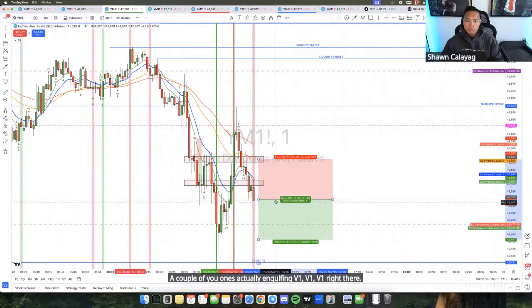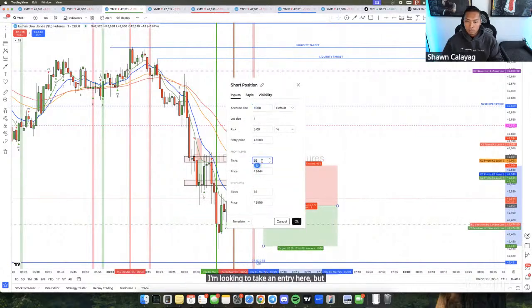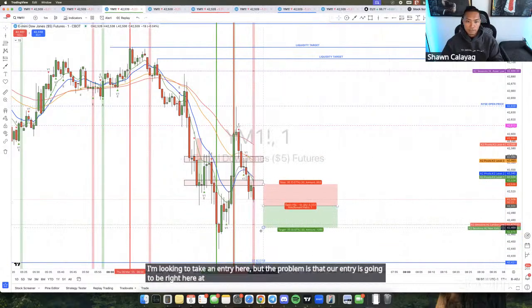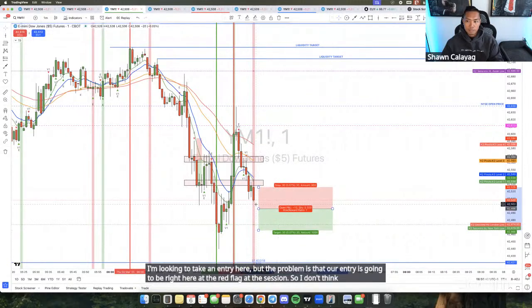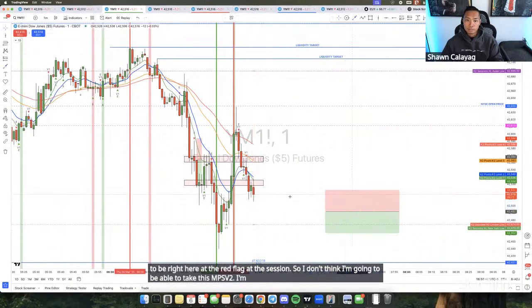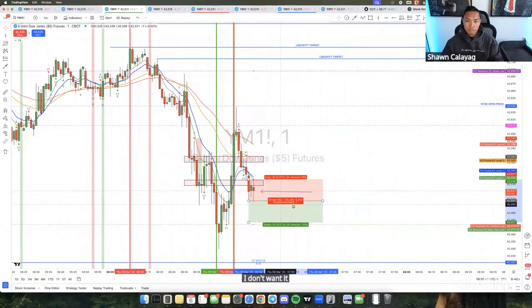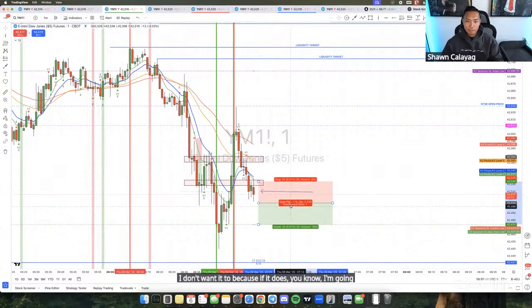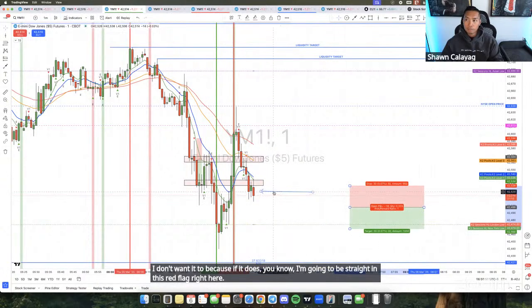I'm looking to take an entry here, but the problem is that our entry is going to be right here at the red flag at the session. So I don't think I'm going to be able to take this MPS V2. I'm hoping this candle doesn't close with the sell signal. I don't want it to, because if it does, I'm going to be straight in this red flag right here. So I want this to retrace up a little further.